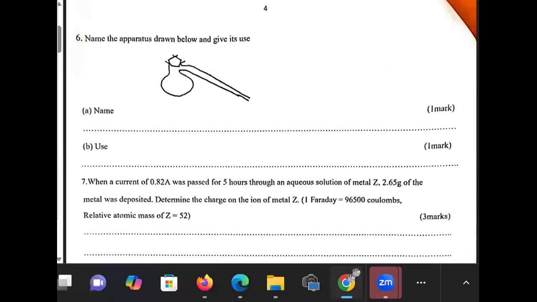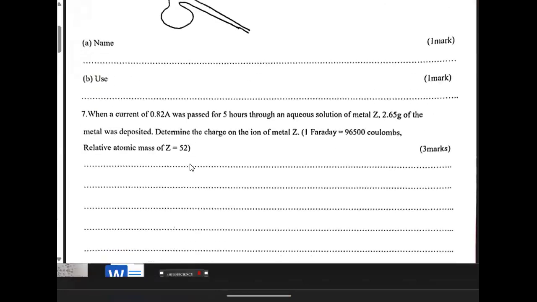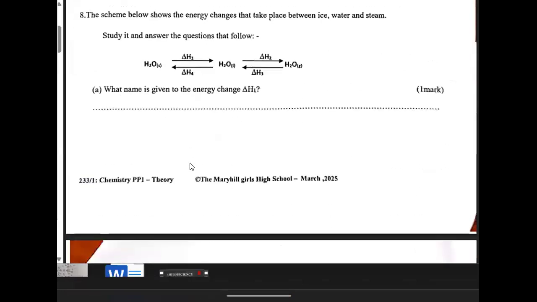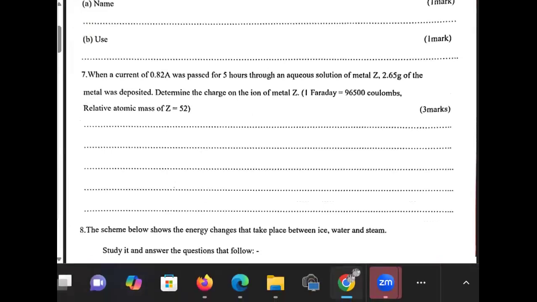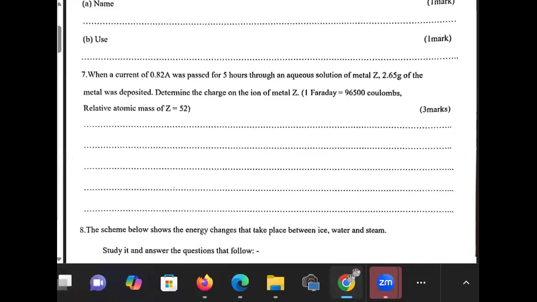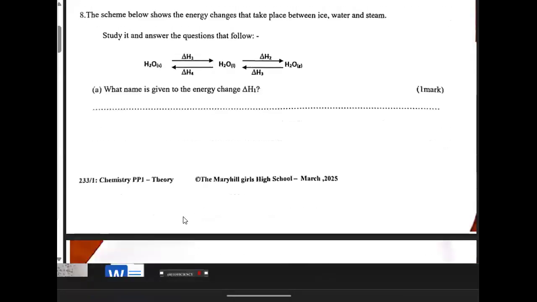That question, let us leave the other one. I will not explain it because it has so many new concepts. We will learn it in electrochemistry. We move to the other question, question 7. We have done 7. We move to question 8, sorry. Question 8.